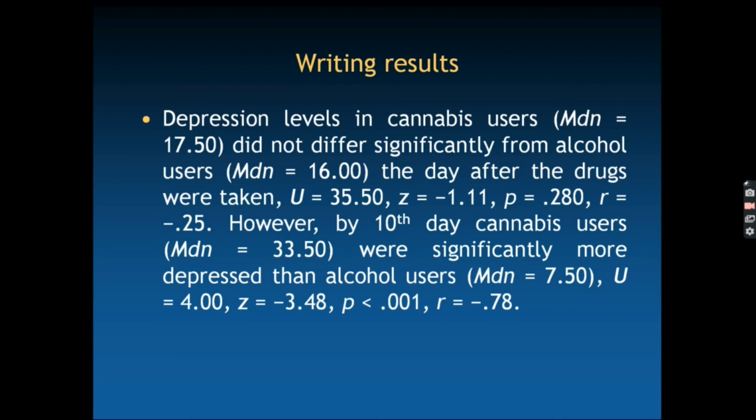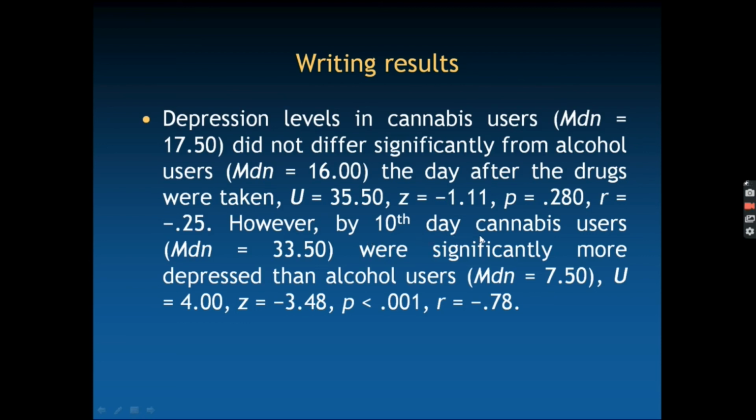Okay, how to write the result. So what to write in the result and how to write it. Depression level in cannabis users, median 17.5, did not differ significantly from alcohol users, median 16, the day after the drug was taken. You have to mention the U statistic, the z-score and the p-value. Then r is basically an effect size. If you want to learn more, read from the book what effect size is and how to calculate effect size for the Mann-Whitney U statistic.